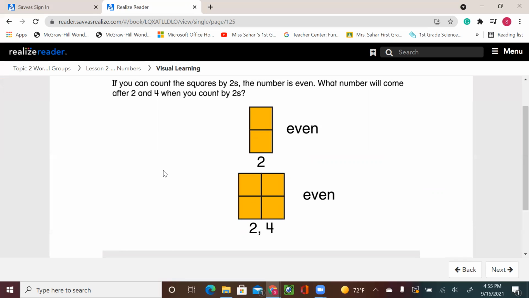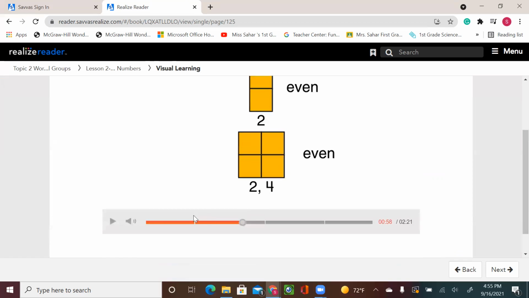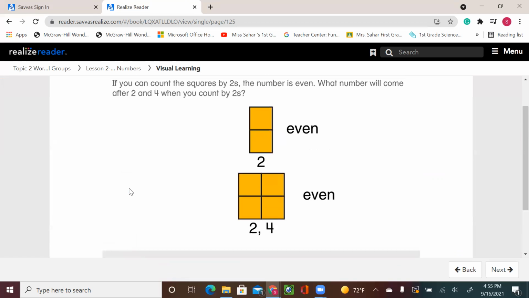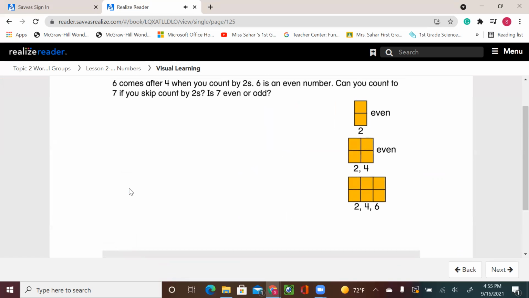If you remember, keep counting by 2s, so 2, 4, then you add 2 more would be 6, 2 more, 8. Very good. 6 comes after 4 when you count by 2s. 6 is an even number.